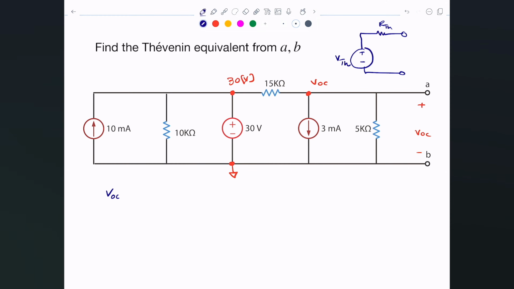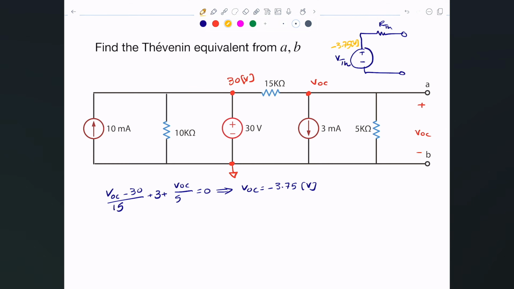So V open circuit minus 30 divided by 15 kilo ohms, so that's in milliamps, plus 3 milliamps, which is given, plus VOC divided by 5 kilo ohms, and that should be equal to 0. And that should give me the answer of what V open circuit is, and that number will be negative 3.75 volts. So I have just identified that this particular number here happened to be negative 3.75 volts.